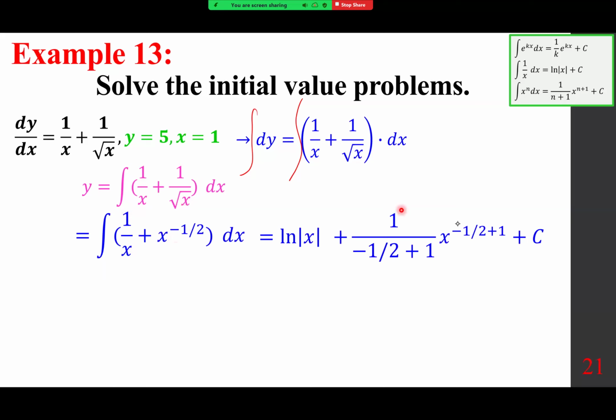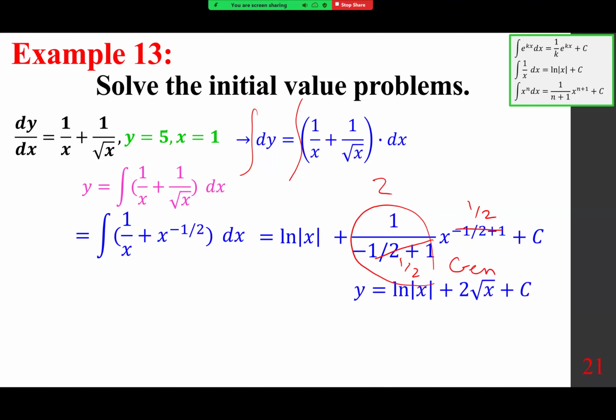So this is this one. And so this one is 1/2. The reciprocal is 2. And x to the power of 1/2 means square root of x. Now, again, what we have is a general solution, everybody, because we have a constant.